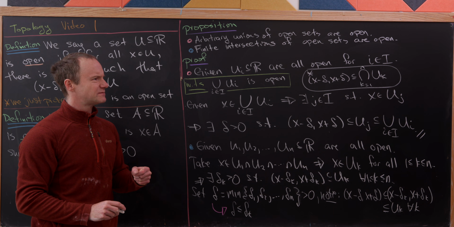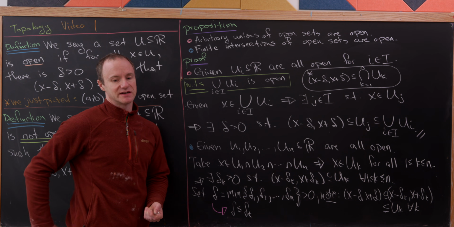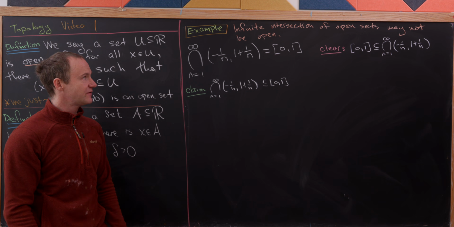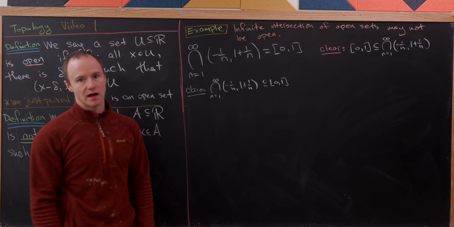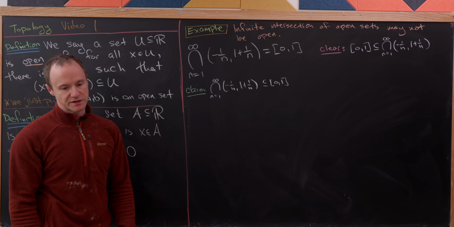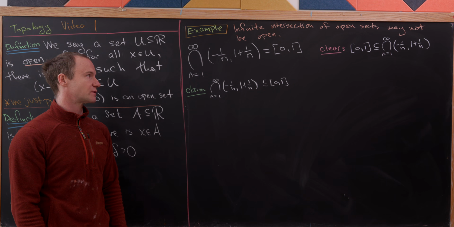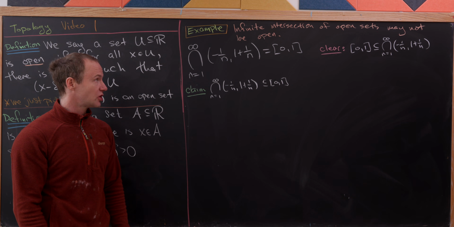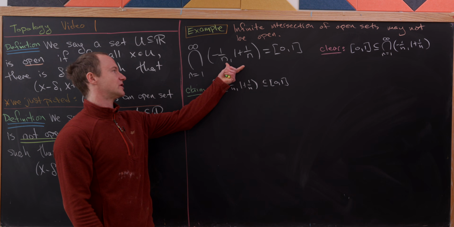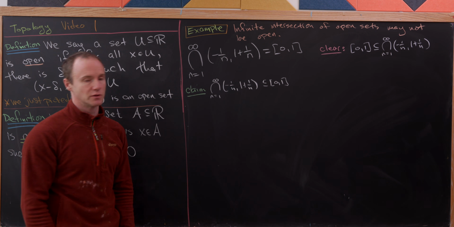Now, let's look at why we really need the word finite in that finite intersection condition. So here's an example of why an infinite intersection of open sets may not be open. And we'll do that by showing the intersection as n goes from 1 to infinity of the open interval from minus 1 over n to 1 plus 1 over n is in fact the closed interval from 0 to 1, which we showed is not open. So notice we're intersecting infinitely many open sets and producing something that is not open.